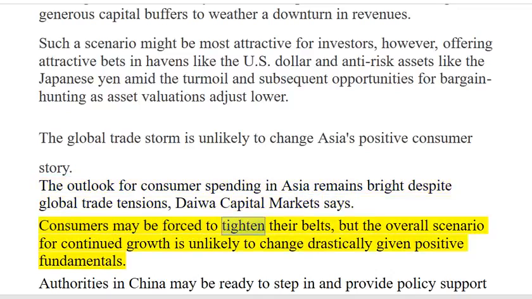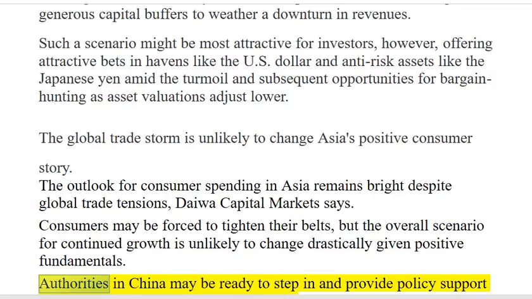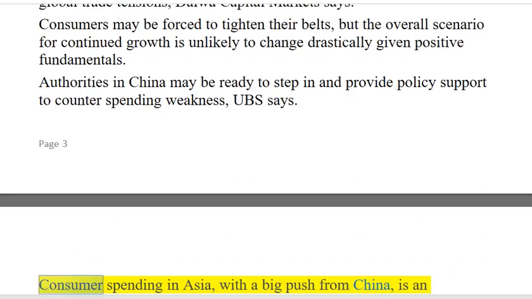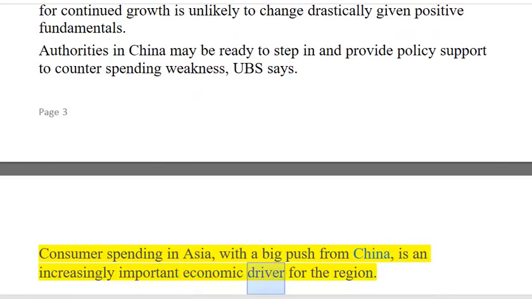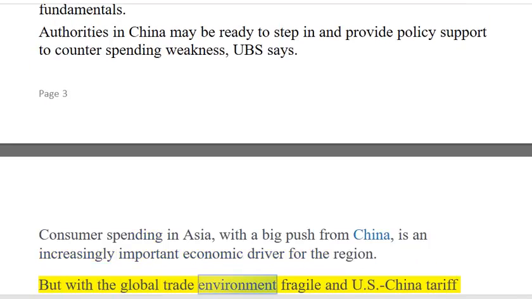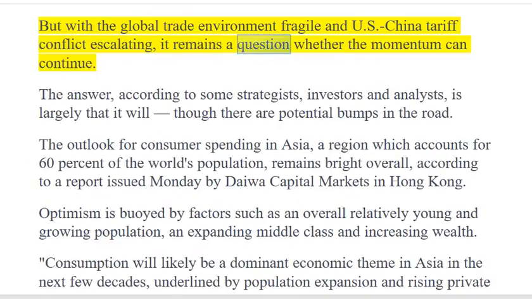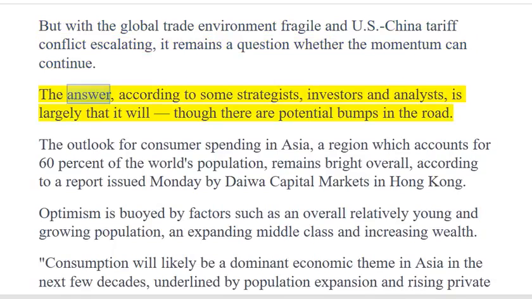Consumers may be forced to tighten their belts, but the overall scenario for continued growth is unlikely to change drastically given positive fundamentals. Authorities in China may be ready to step in and provide policy support to counter spending weakness, UBS says. Consumer spending in Asia, with a big push from China, is an increasingly important economic driver for the region. But with the global trade environment fragile and the US-China tariff conflict escalating, it remains a question whether the momentum can continue. The answer, according to some strategists, investors, and analysts, is largely that it will, though there are potential bumps in the road.